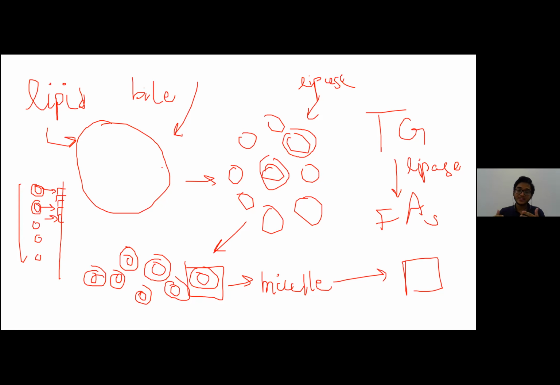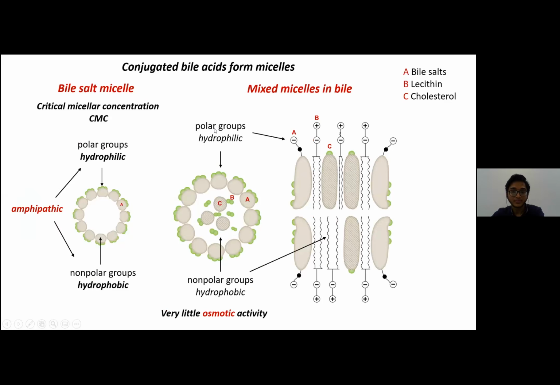This basically makes it easier for pancreatic lipase to digest the lipid. Once pancreatic lipase has digested the lipid, now you have micelles. Micelles carry those digested lipids to the intestinal cell for absorption. Okay. So I hope all of it's clear now.